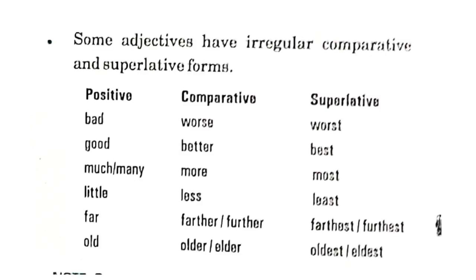We also have some adjectives which have irregular comparative and superlative forms. Examples are bad, and the comparative of bad is worse and superlative is worst. Similarly, good, better, best, much or many, more, most, little, less, least, far, farther, farthest or far, further, furthest, old, older, oldest, or old, elder, eldest.